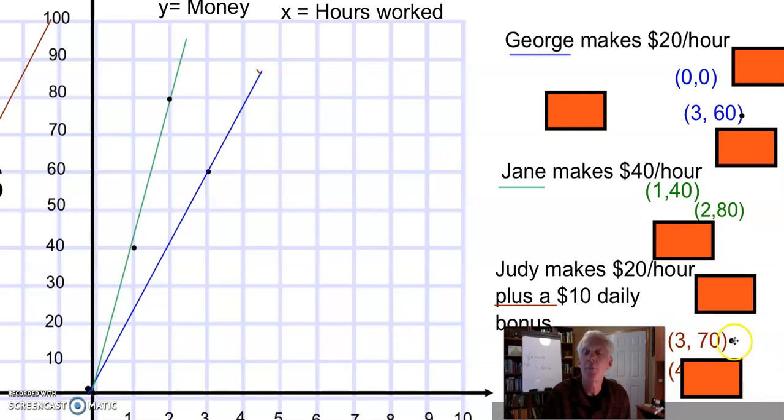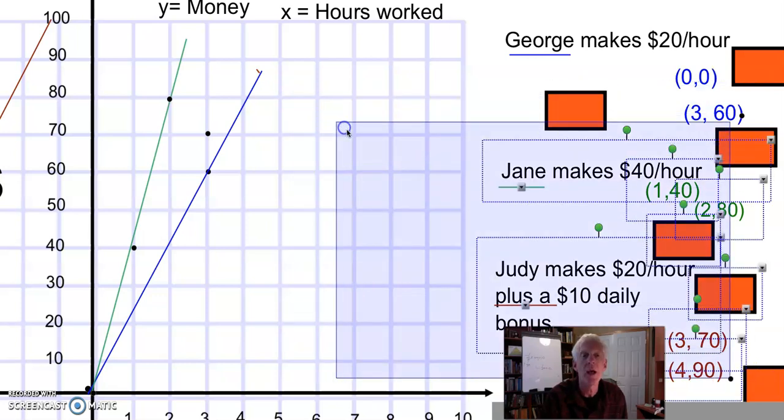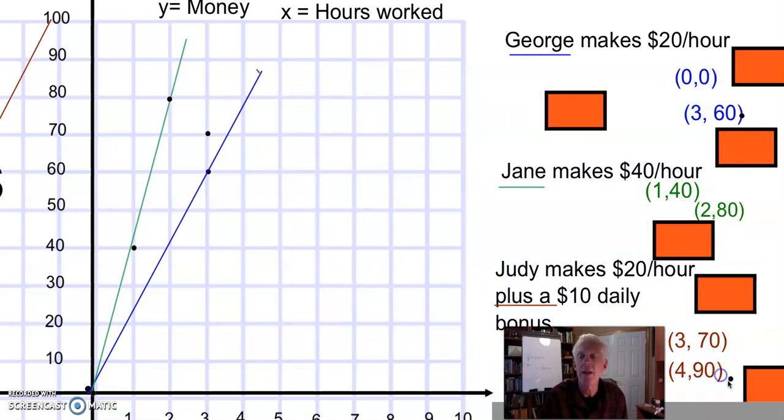So I can plot her point right there: 3 hours, $70. That's $20 an hour plus 10. What if Judy worked for 4 hours? How much money would she make? Well, 4 hours times $20 an hour is 80. You add the same 10, she'd make 90 bucks. So I can add another point at 4 and 90 for Judy. And there's Judy's line right there.